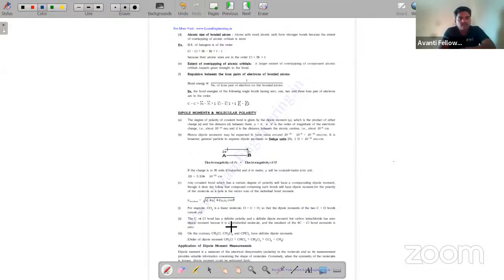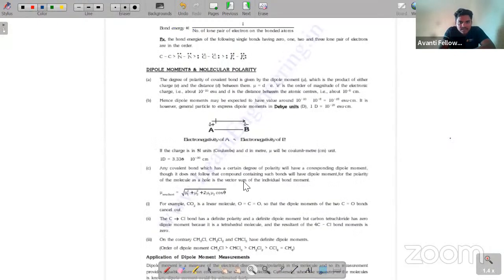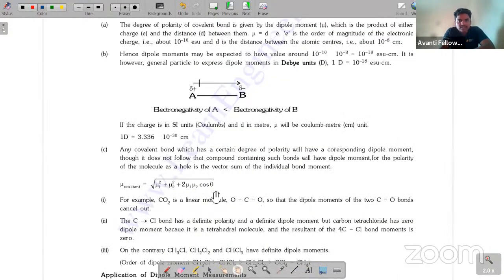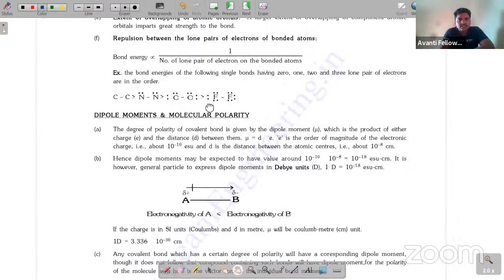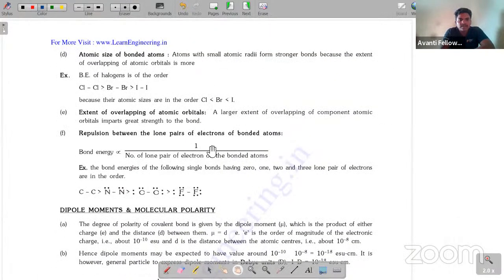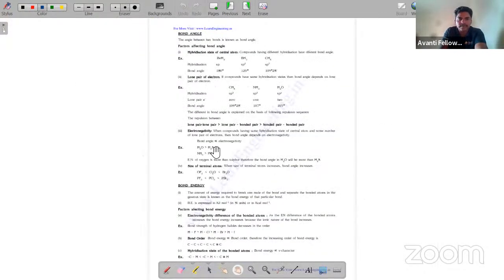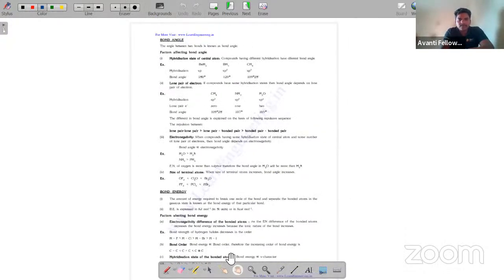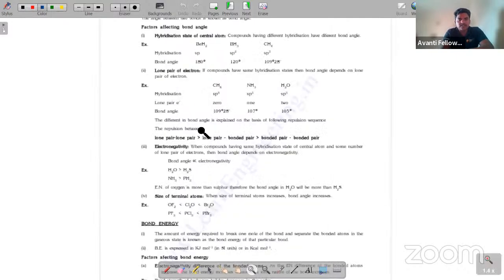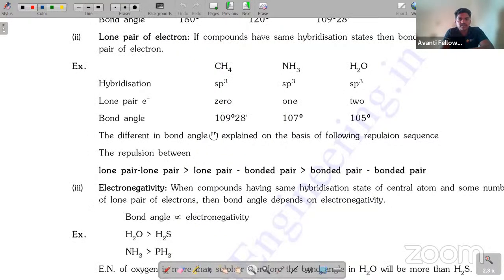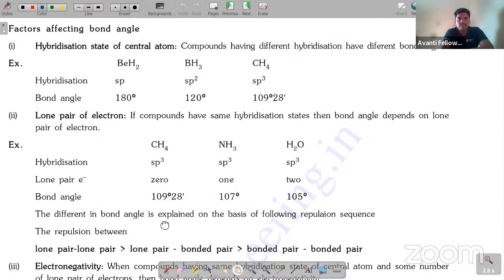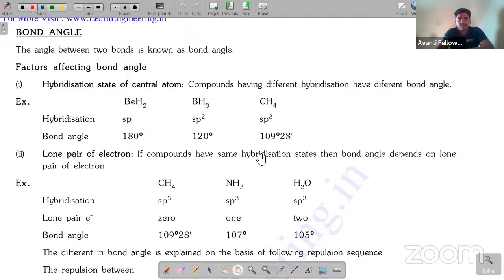Okay, so without wasting time, I would want to discuss some of the important factors, right? I don't want to waste much time on discussing unnecessary things, right? So let me go through the bond angle and the importance of it.